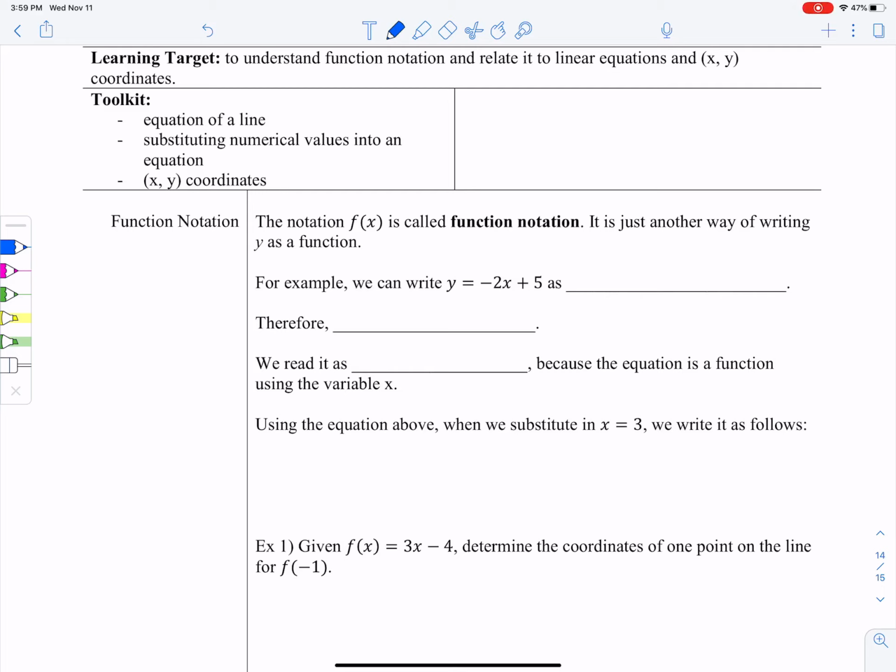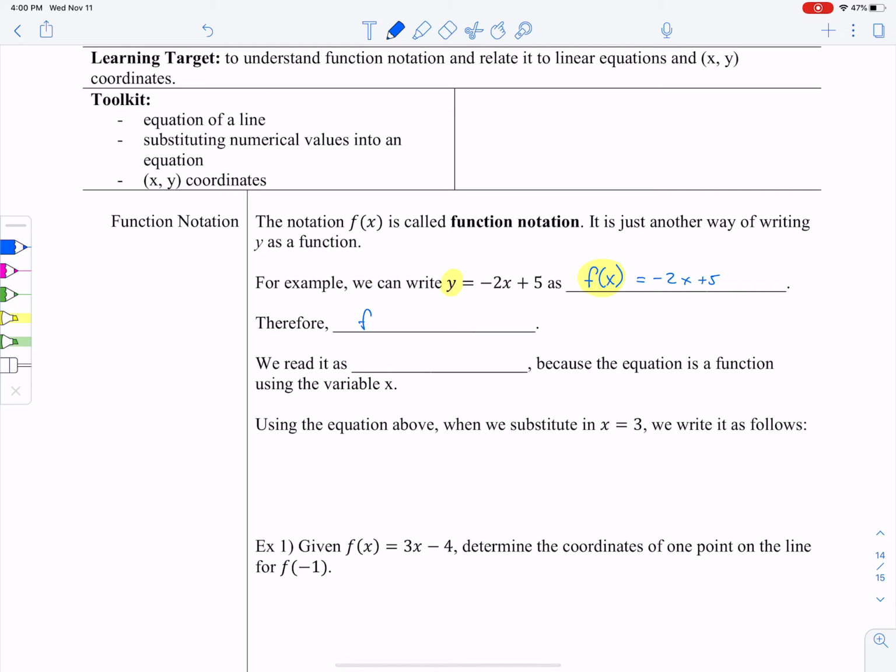Okay, so today we're going to learn about something called function notation. This is just a different way of writing y as a function. So for example, here you have y is equal to negative 2x plus 5. If we want to write that in function notation, we're going to change the y to f(x) is equal to negative 2x plus 5. So the only thing we've changed is this y has become this f with an x in brackets, and that's called function notation.